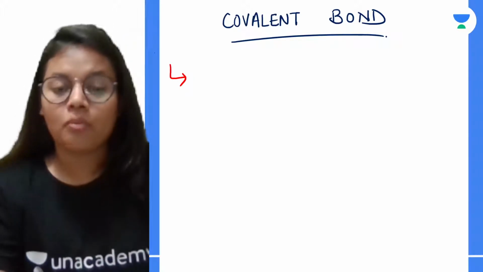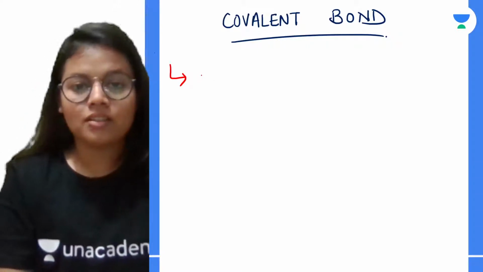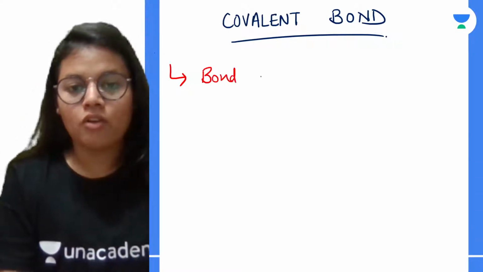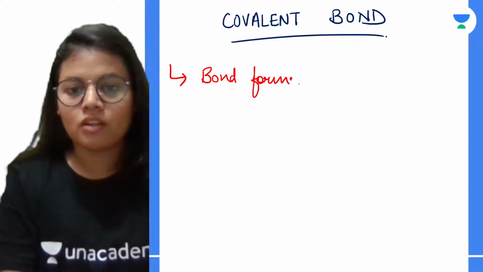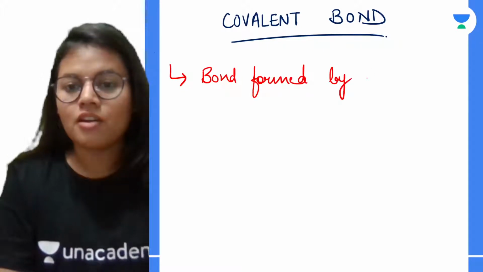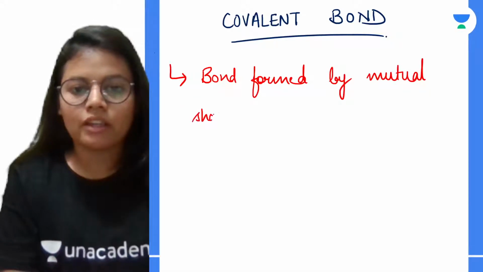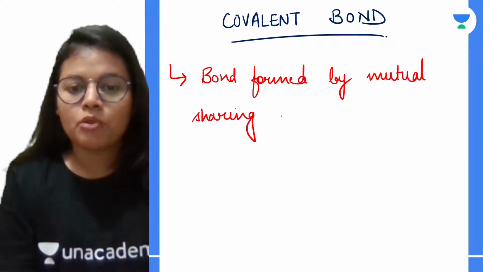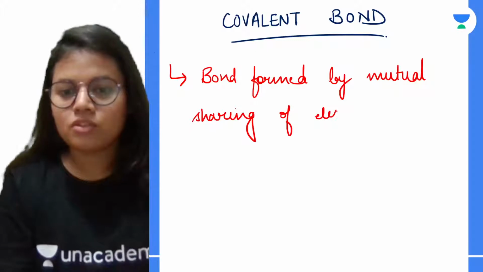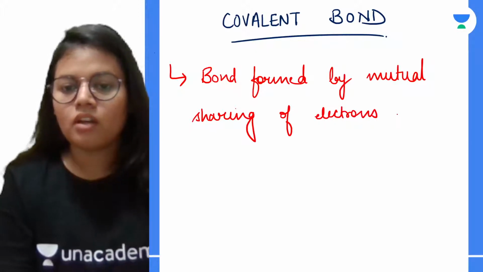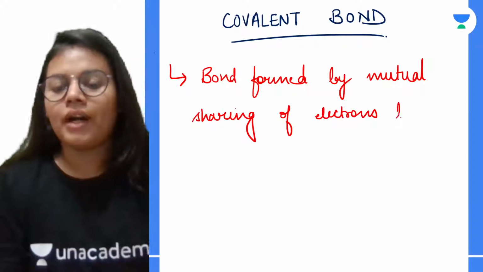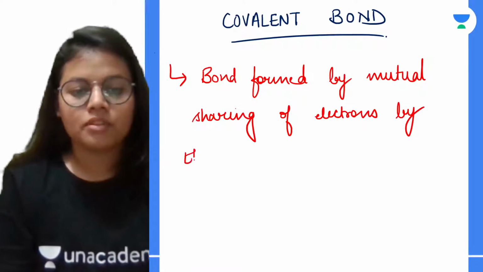If I give you a proper definition, so what is it? It is a bond formed by mutual sharing. Now what does mutual sharing mean? Can anybody please tell me? Mutual sharing of electrons by the combining atoms.